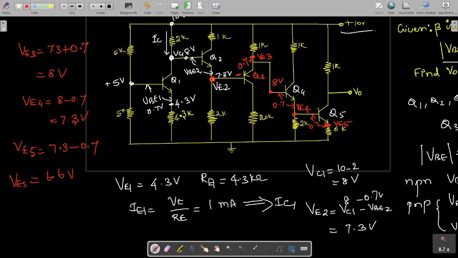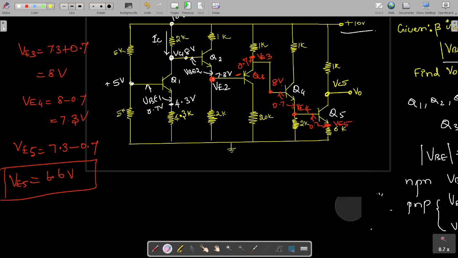So VE5 is 6.6 volts. But we have to find out V naught. V naught is nothing but this VC5. Understand? This is VC5. So we need to find out the current which is flowing through that resistance, then only we can calculate this VC5. Now we know this VE5 we have found out as 6.6 volts, and there we have the RE resistance, this is the fifth, that is equal to 6 kilo ohm.